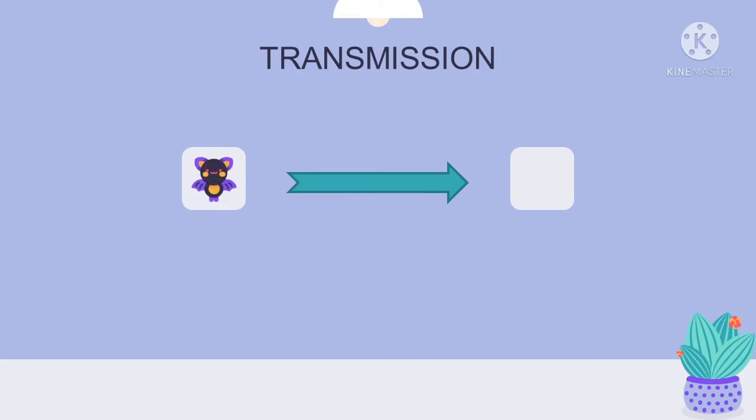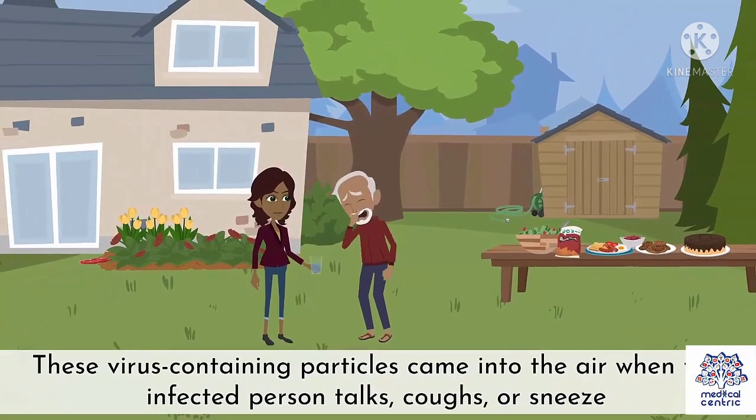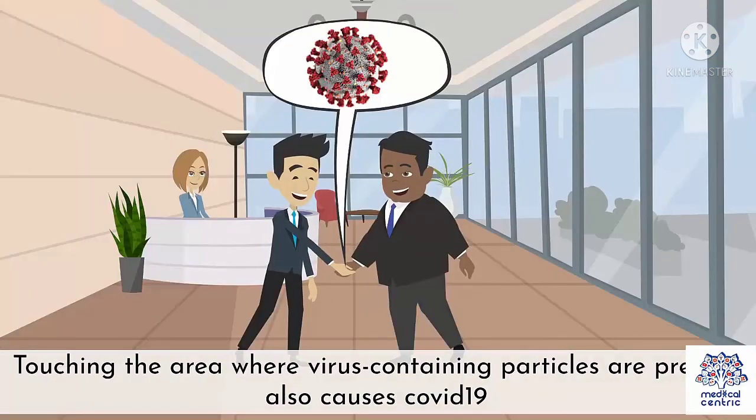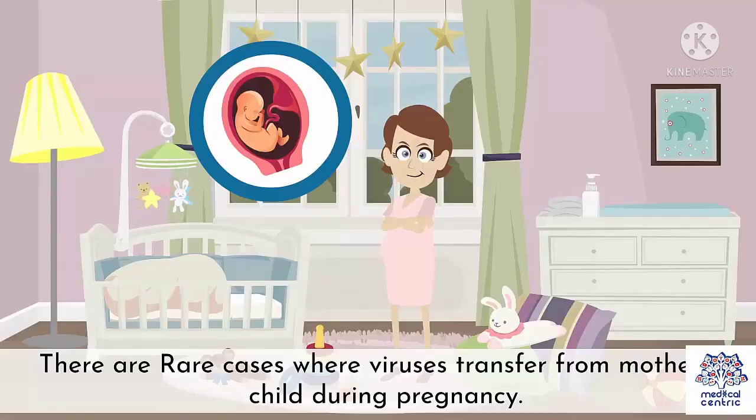So how can this virus transmit from one person to another? COVID-19 strains are transferred from the infected person to the healthy person through the air when they inhale the infected person's airborne particles. These virus-containing particles come into the air when the infected person talks, coughs, or sneezes. Touching the area where the virus-containing particles are present also causes COVID-19. It is not penetrable through the skin, but touching the eyes, mouth, or nose can serve as a pathway for virus entry into the body. There are rare cases where the virus transfers from mother to child during pregnancy.